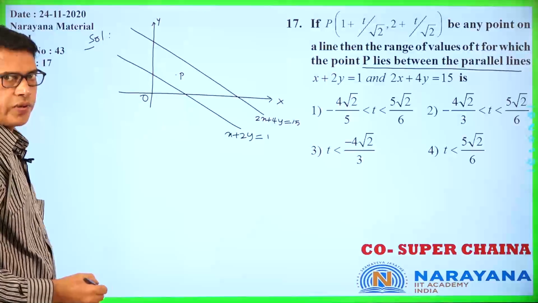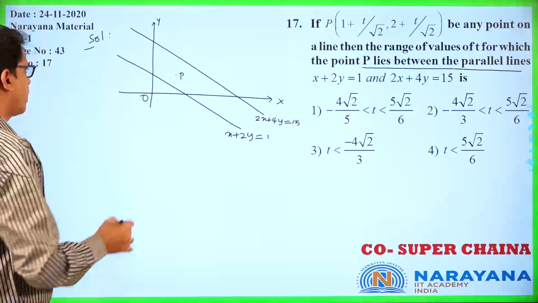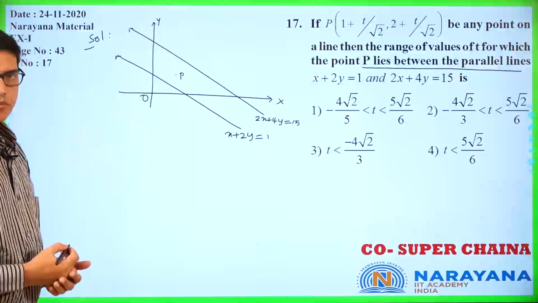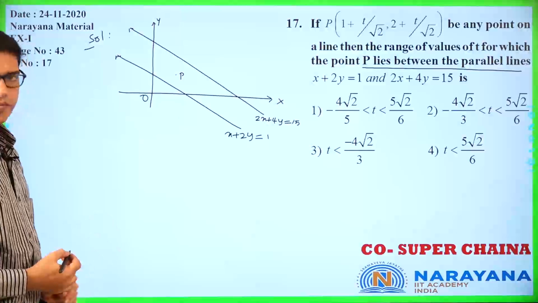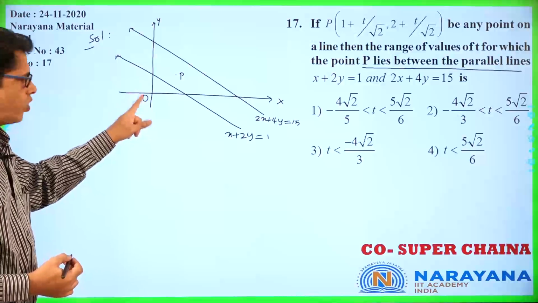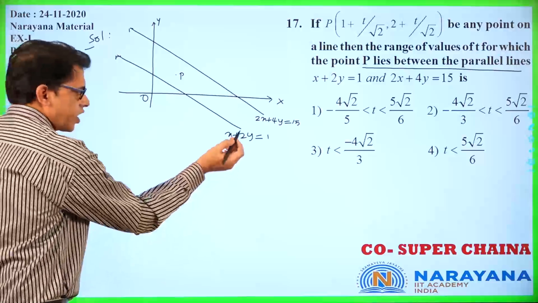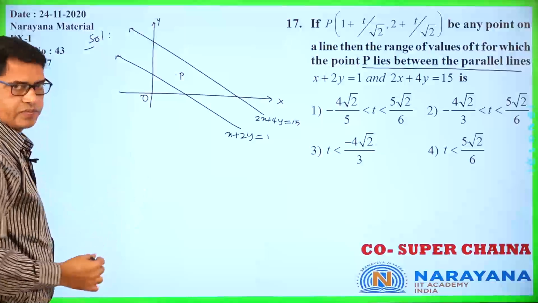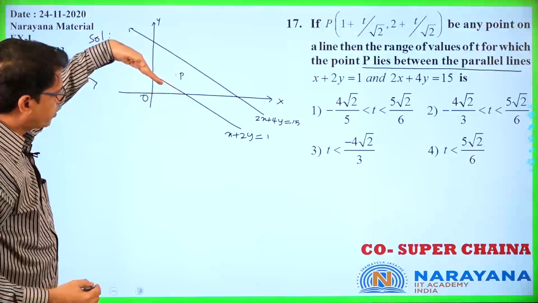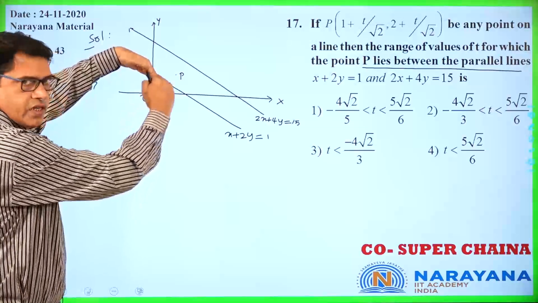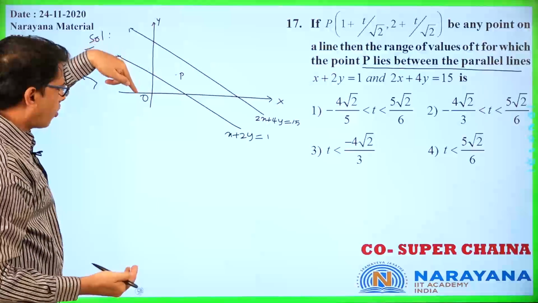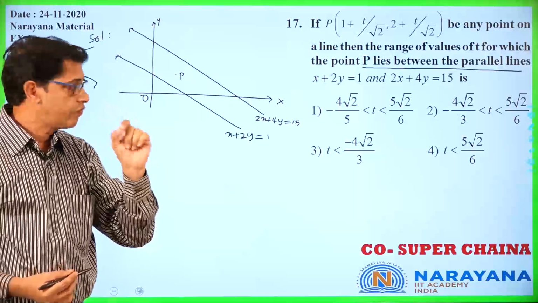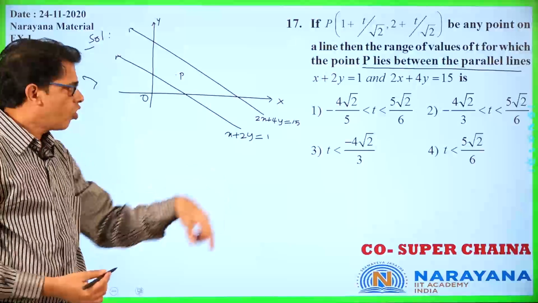Okay. So if P lies between the parallel lines, here you observe the origin and P. Here O is there, no? You observe the origin. Now if you take this line, origin and P lie on opposite sides. Am I right? This is the line. So O is on the left side, P on the right side, means origin and P lie on opposite sides of which line? This line.